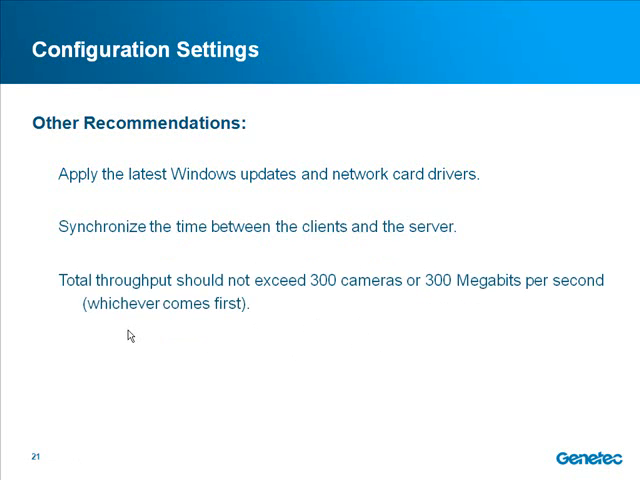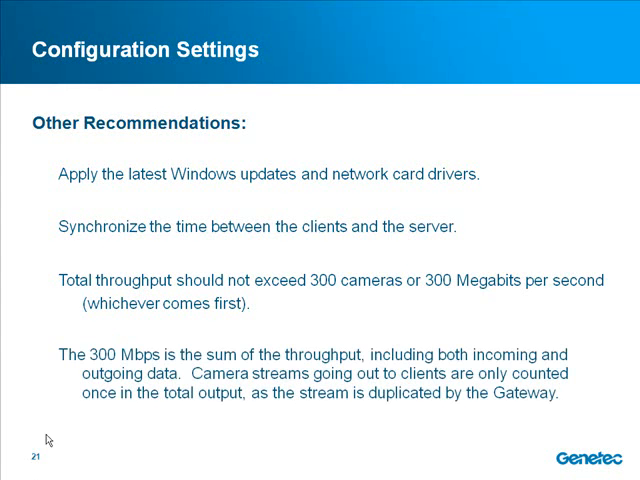With regards to the cameras, you want to make sure that you're not overloading your archiver. The total throughput on the archiver should not exceed 300 megabits per second, or 300 cameras, whichever one comes first. Now please note that the 300 megabits per second throughput limit is the sum of both the incoming and outgoing data. So if your cameras are being recorded on the archiver and the archiver is sending the video stream out to the clients, such as in a situation when we're using unicast UDP on the network, both the incoming and the outgoing stream must be counted in the total.